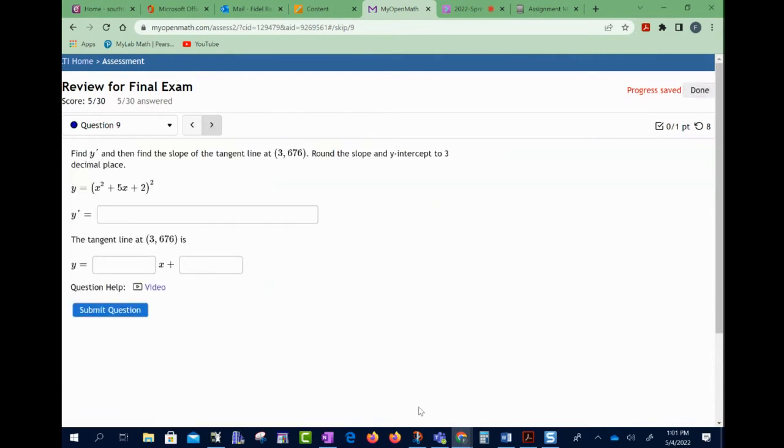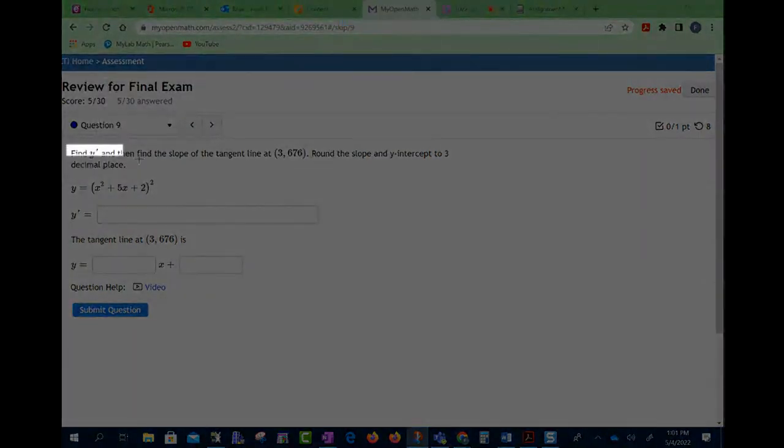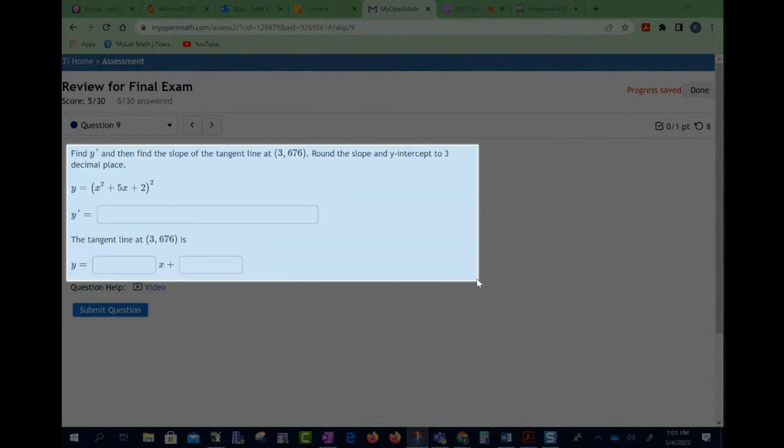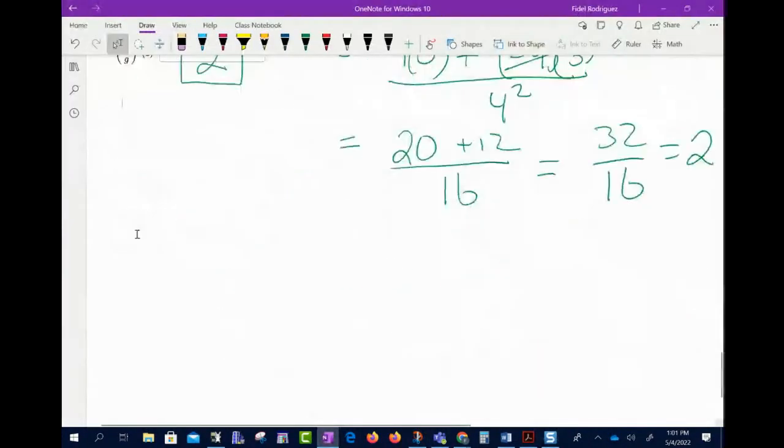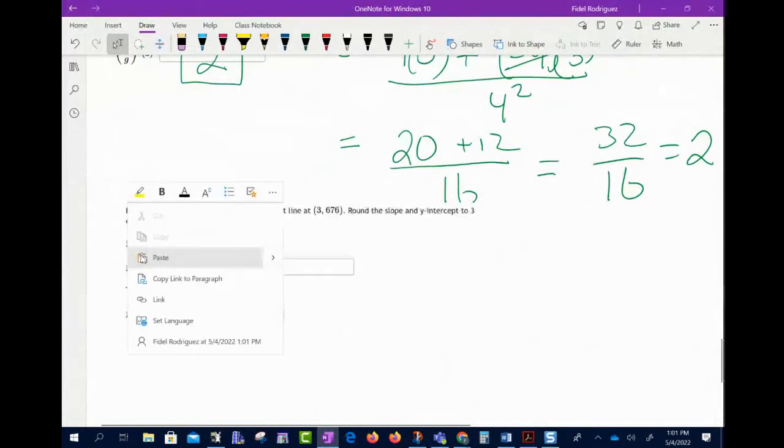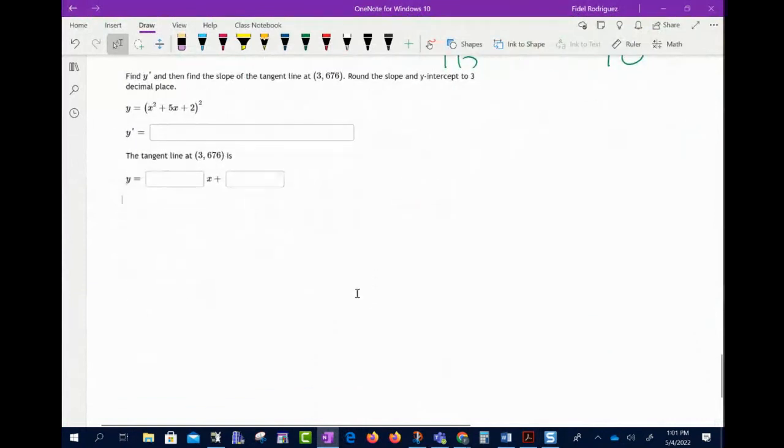All right, so look, let's take a look here, y'all, at number 9. Okay, so let me copy this guy here. Boom. Okay, and then we're going to paste it over here. Okay, so it says, find y prime, and then find the slope of the tangent line at 3, 676. Round the slope and the y-intercept to 3 decimal places. Okay, so let's see if we can find y prime.